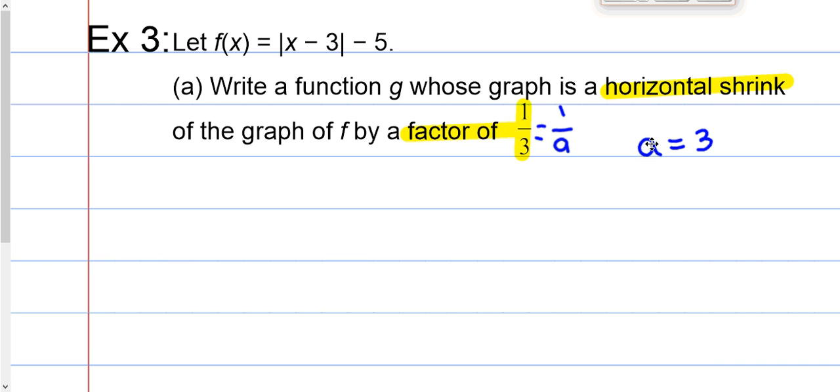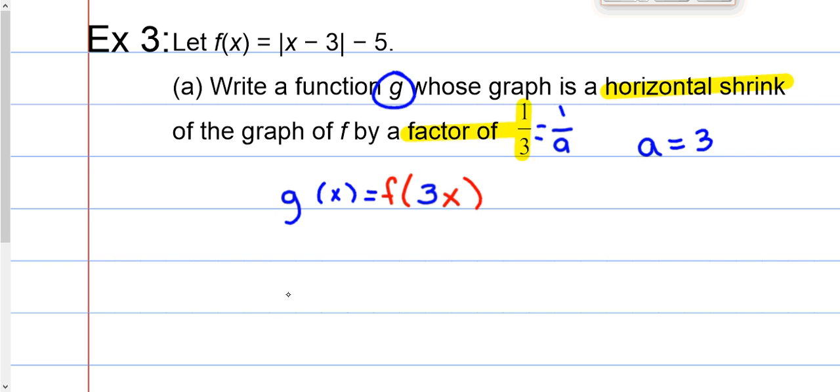So this is horizontal, so it's going to go on the inside. I'm writing a new function, g. So now I have g of x equals f of, because it's horizontal, so it's going to go on the inside, f of 3 times x. So any x from the previous problem is going to now change to 3x. And that's all I'm doing because that's the only transformation I have.